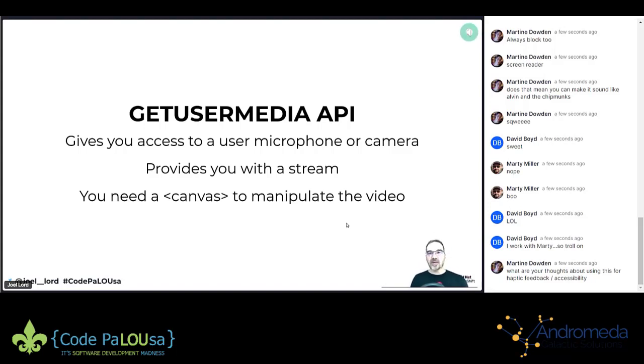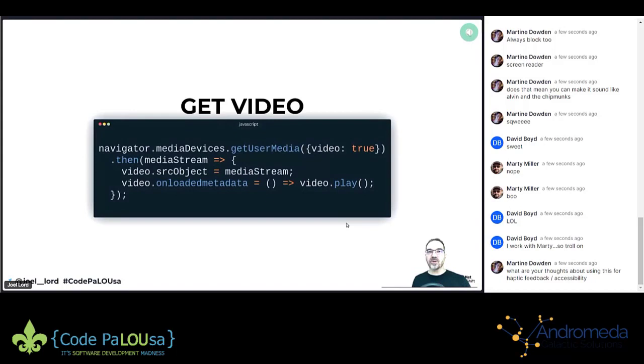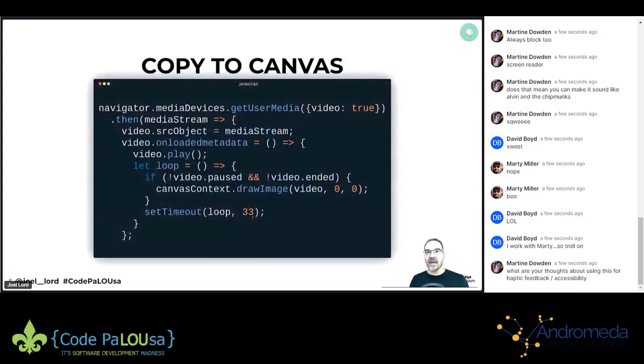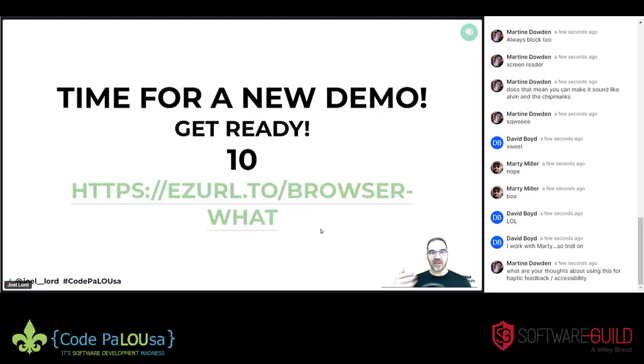In order to get the video, you can use navigator.mediaDevices.getUserMedia. You specify video equals true. Then you'll have a media stream that you can use, and you can play the video. To get the audio, very similar, audio equals true. And this is the code to copy to canvas. I just realized that I'm running out of time, so I'll go a little bit faster. Basically, you just take the image, draw it on the canvas, and do that every 33 milliseconds to have a video stream. So let's go to the demo.